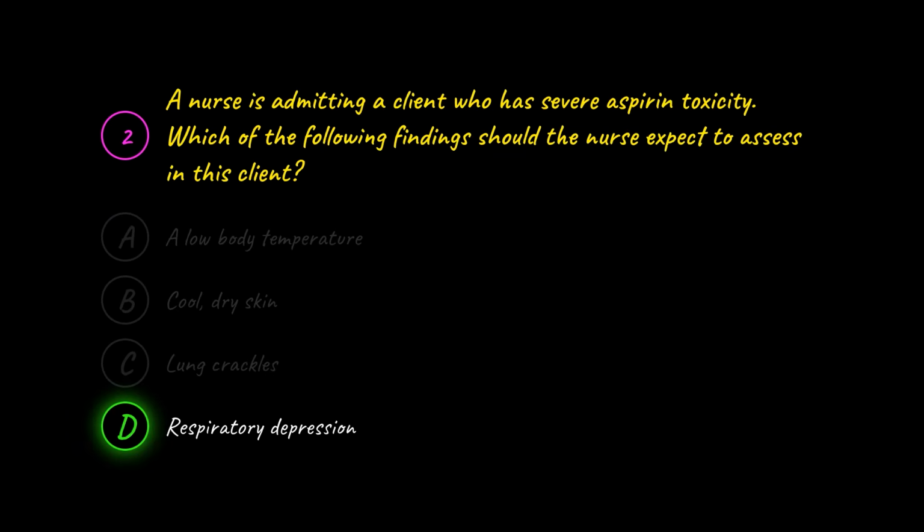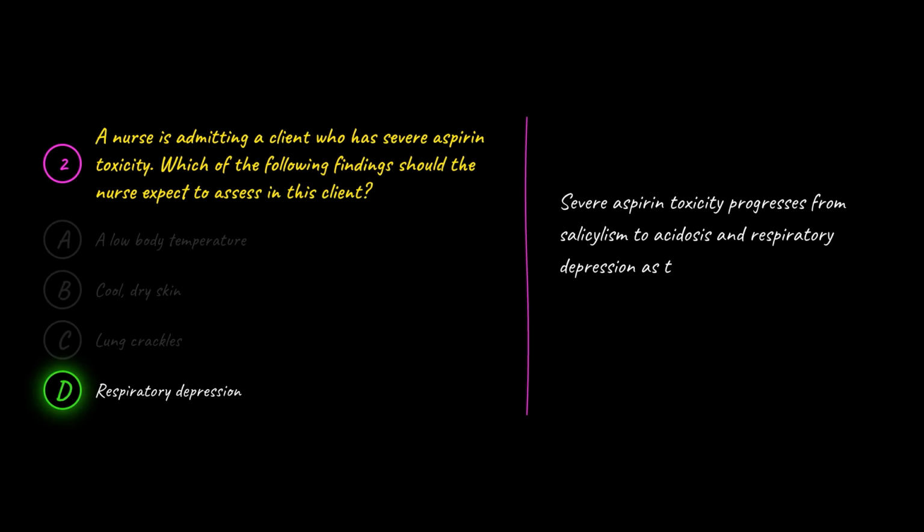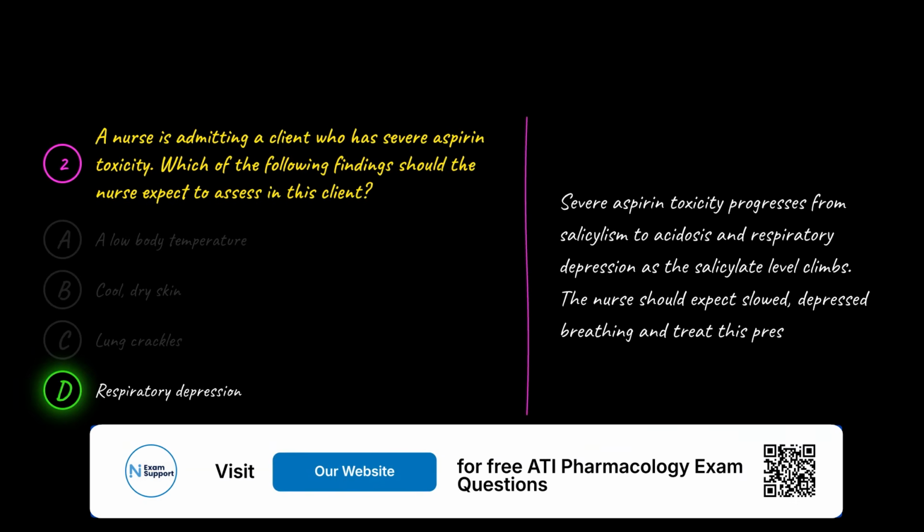The correct answer is D. Respiratory depression. D is correct because severe aspirin toxicity progresses from salicylism to acidosis and respiratory depression as the salicylate level climbs. The nurse should expect slowed, depressed breathing and treat this presentation as a medical emergency that requires close monitoring and prompt intervention.